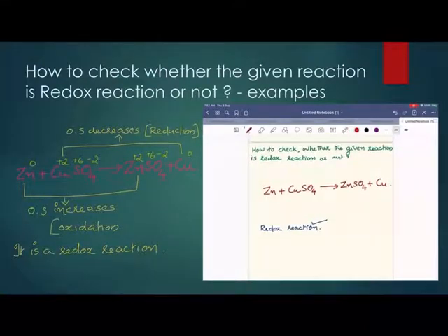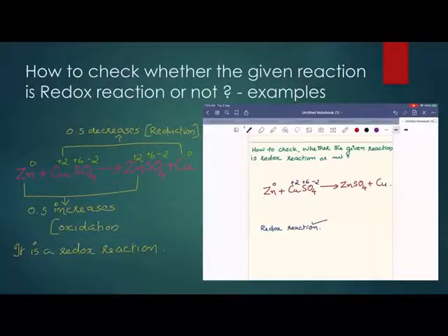Second example, we will check whether this reaction is a redox reaction or not. Here, it is a famous displacement reaction. Zinc reacts with copper sulfate, forming zinc sulfate and copper. How to check whether it is a redox reaction or not? Zinc in elemental form, oxidation state 0, copper +2, oxygen -2, sulfur +6.